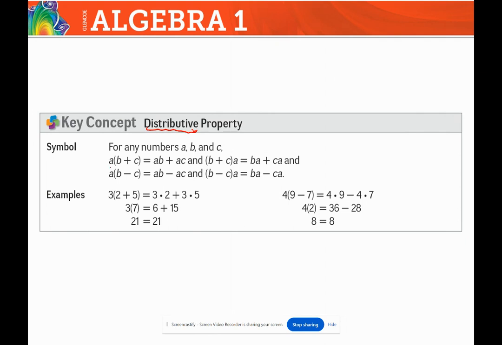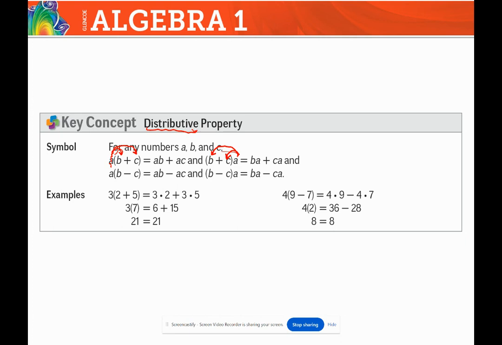But notice if I distribute this A to the B and the C, then I get A times B plus A times C. And it doesn't matter if it's before or after. If I do it this way, I get A times B plus B times C, or C times A. And same thing with subtraction. And we distribute that all the way out.